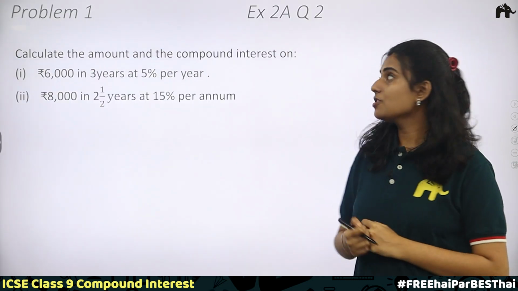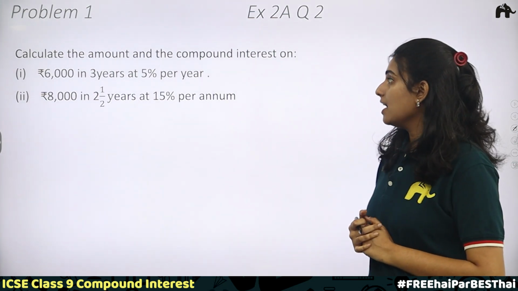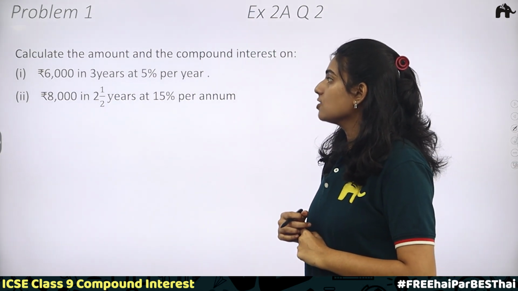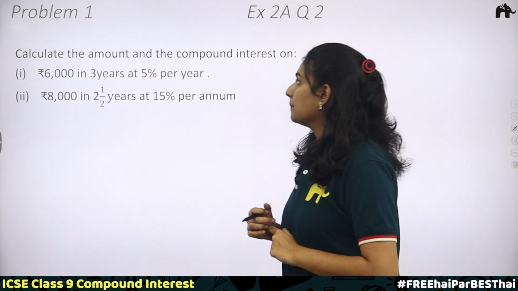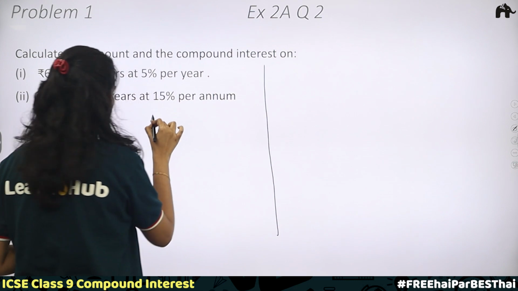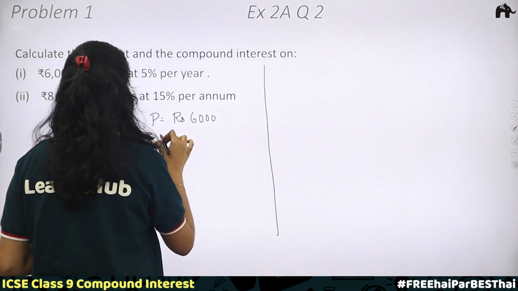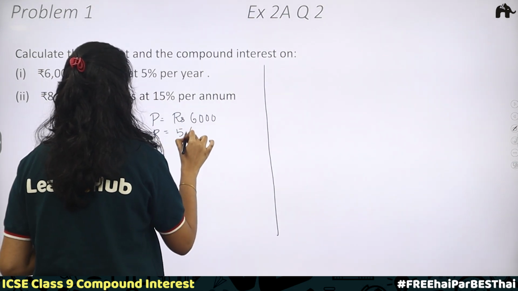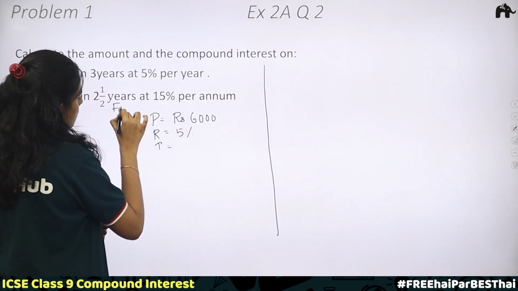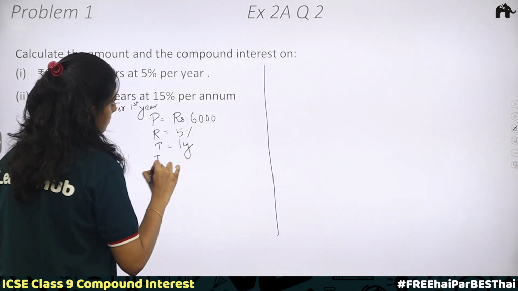Okay. Let us now solve problems from exercise 2A. Problem 1, question 2 of exercise 2A. Calculate the amount and the compound interest on the first part, rupees 6,000 in 3 years at 5% per year. Okay, here this is a direct question. We have the principal given. Principal is equal to rupees 6,000. Rate of interest is 5%. Time. We are calculating for the first year. For first year, time will be 1 year.